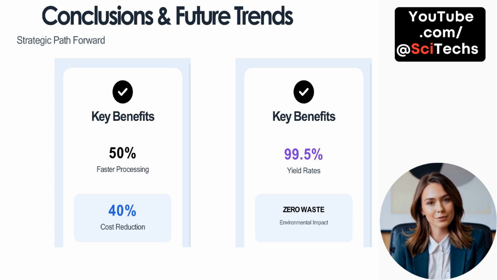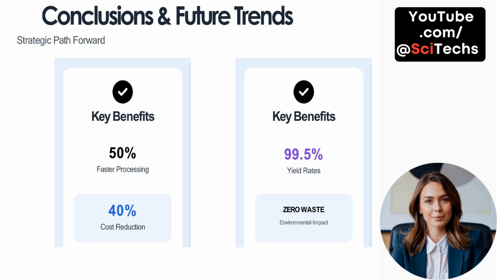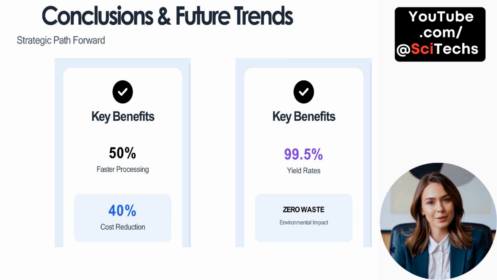Alongside this, there's a 40% cost reduction, made possible through process optimization, AI-driven efficiency, and reduced waste. These gains translate into stronger profitability and more competitive manufacturing operations. Equally compelling are the quality and sustainability benefits. With proper implementation, yield rates can reach as high as 99.5%, meaning fewer defects and higher output per wafer. This dramatically reduces rework and scrap.